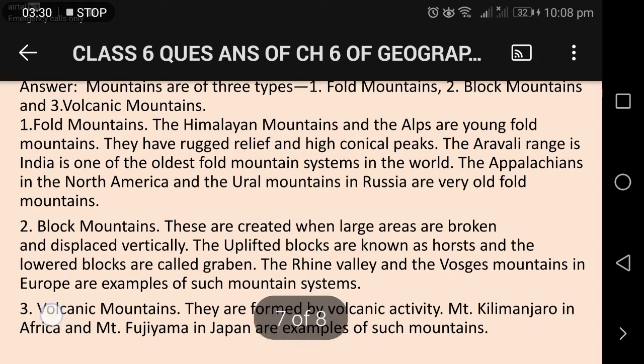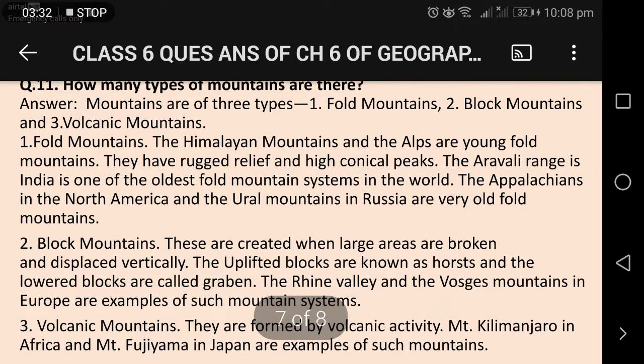Okay, now there are three types of mountains, so we have to just explain and describe all those three mountains, so you can read this. So fold mountains, one is the Himalayan mountain and the Alps are the young fold mountains. They have rugged relief and high conical peaks. And the Aravalli range in India is the oldest fold mountain in the world. And the Appalachians in North America and Urals in Russia are very old fold mountains.